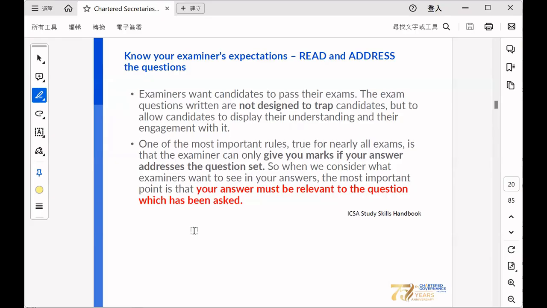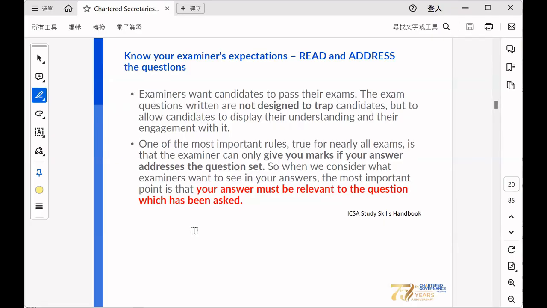They are very eager to look at the correct answers. They're not eager to look at your faults or your mistakes. They're there to find answers that they can give you marks for, actually. So don't think that they want to fail you. Nobody wants to fail you.